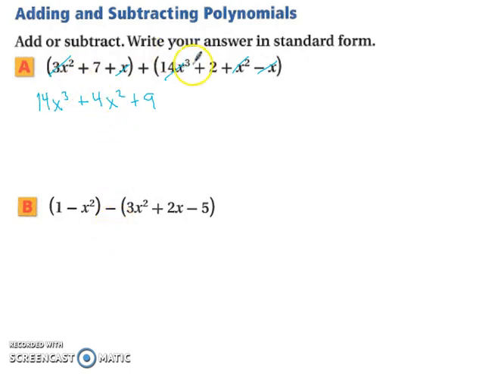So by writing it in standard form to start with, that would be by taking your largest degree first and then finding your smallest degree as you keep going.